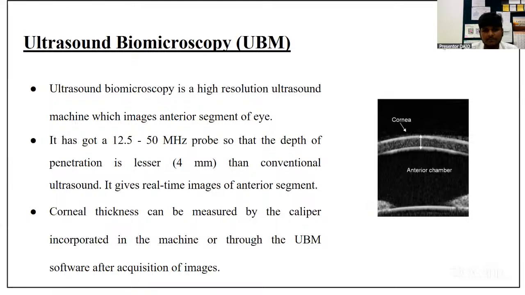Ultrasound biomicroscopy is a high-resolution ultrasound machine which images the anterior segment of the eye. It has a 12.5 to 50 MHz probe, so the depth of penetration is lesser than conventional ultrasound. It gives real-time images of the anterior segment. The corneal thickness can be measured by a caliper incorporated in the machine or through the UBM software after acquisition of the images. These are images of ultrasound biomicroscopy.